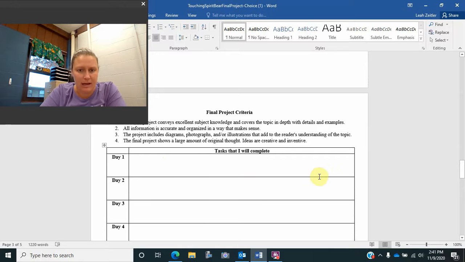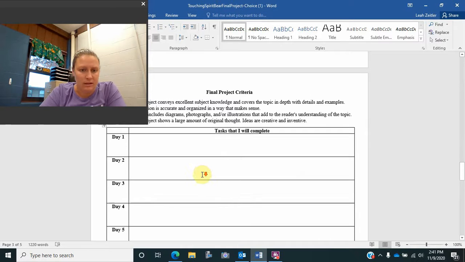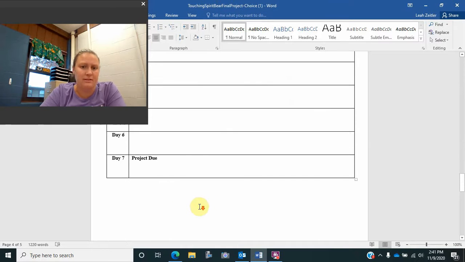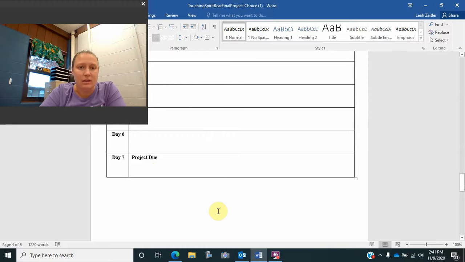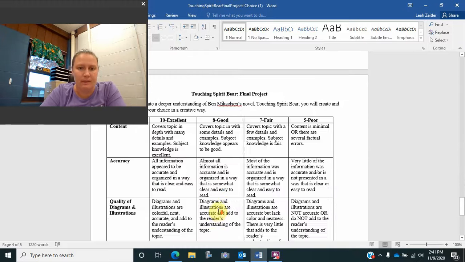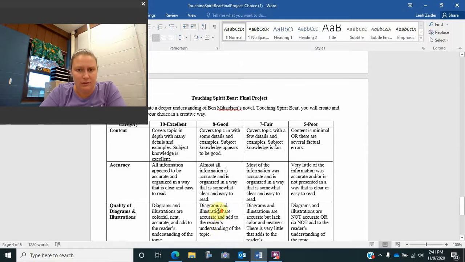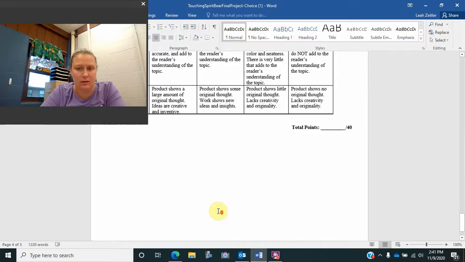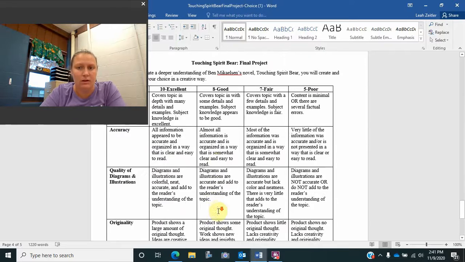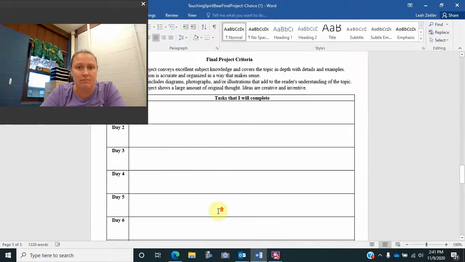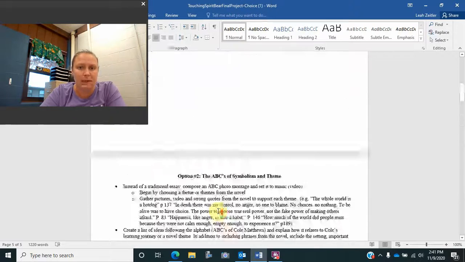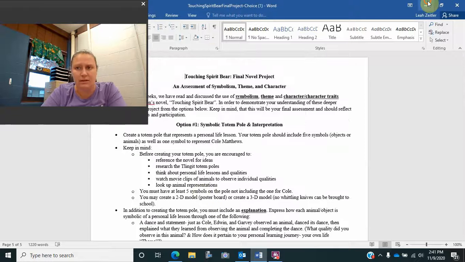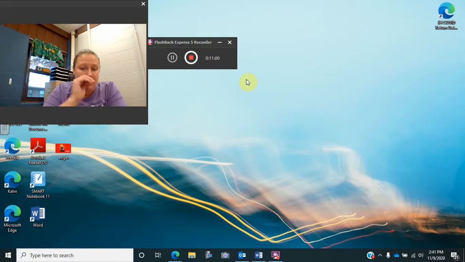But you'll type day 1, and you'll type in what it is that you will need to accomplish day 1, 2, 3, 4, 5, 6, and then 7 in order to make sure that your project is turned in on time. Then this last piece is just your rubric. So what you will be graded on, whether you choose the totem pole, the video, or the board game. Okay, so then you can go through that yourself and read through it. It is worth 40 points, so it's a significant grade for you. If you have any questions, let me know. Again, I don't expect you to start working on this yet, just soon.